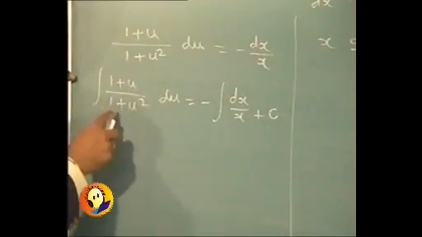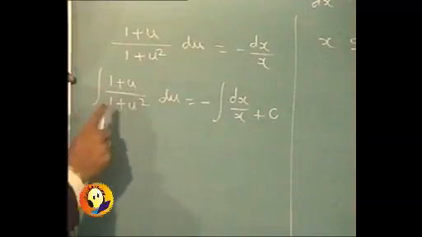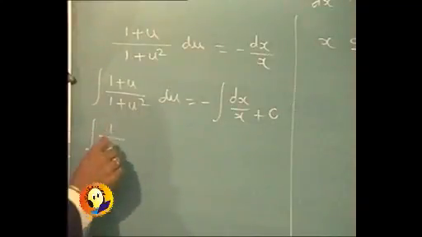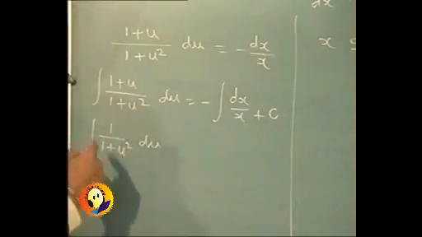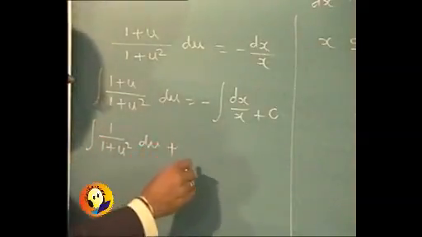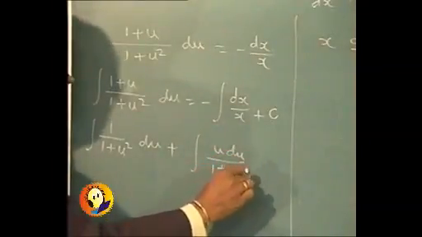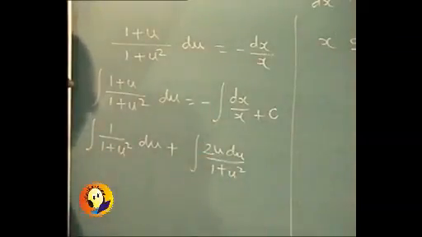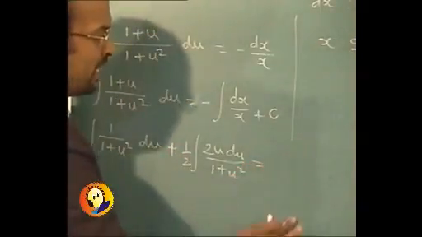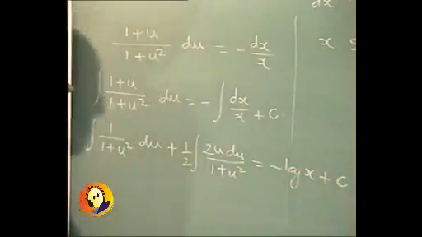The numerator has degree less than the denominator, and the denominator contains only one term. So to make it an integrable form, we will write it as integral 1 upon 1 plus u square du, because we have a formula for 1 upon a square plus x square, plus integral u du upon 1 plus u square, and 1 plus u square can be differentiated. You will get numerator as 2u du, and that 2 should be adjusted. Whereas the right hand side is directly in the integrable form. It will be minus log x plus constant of integration.